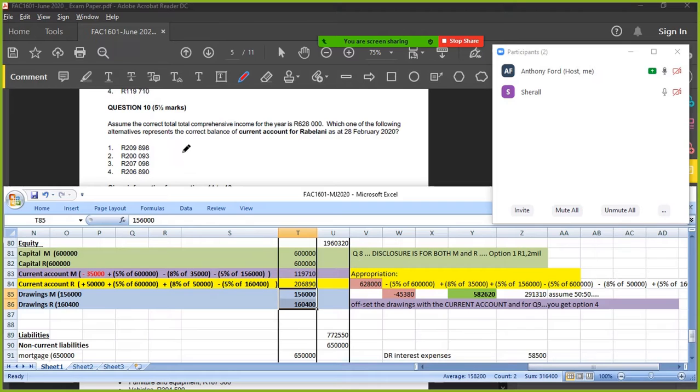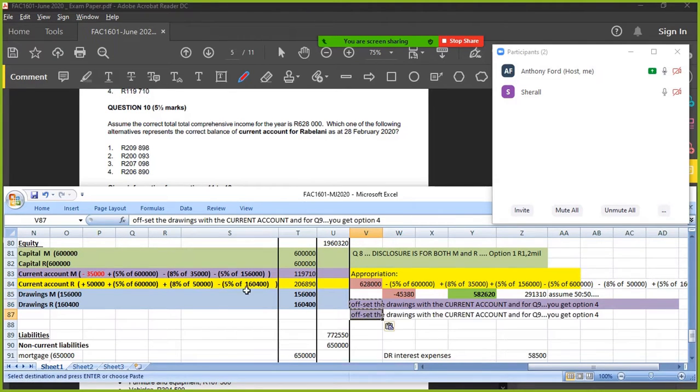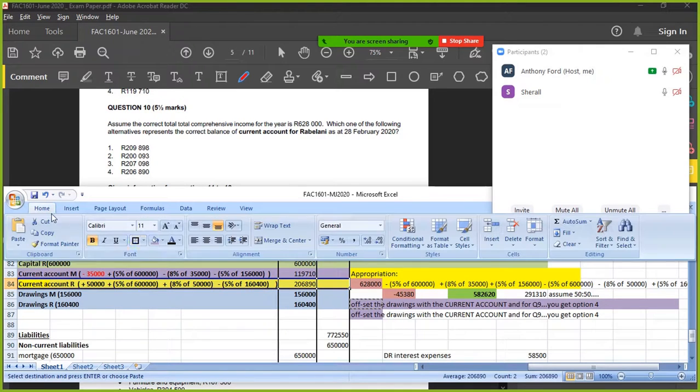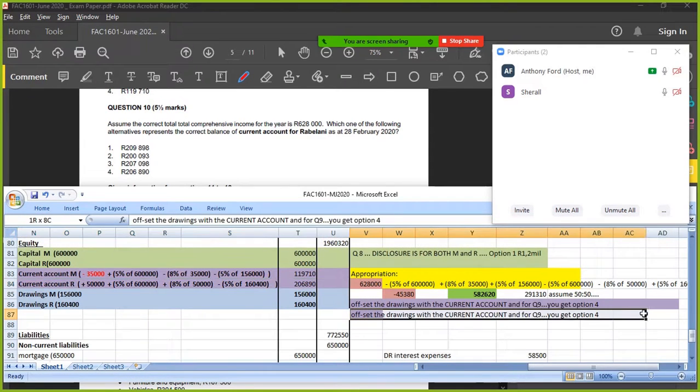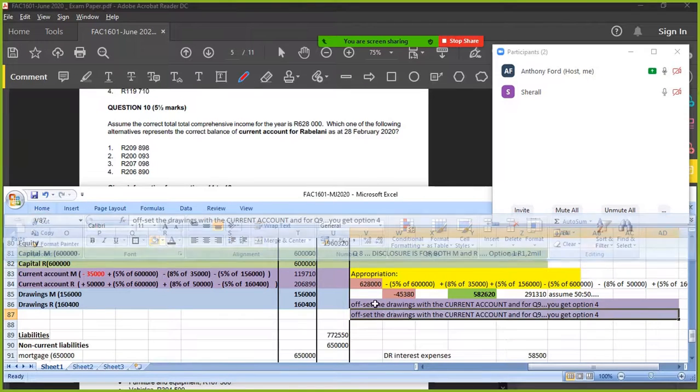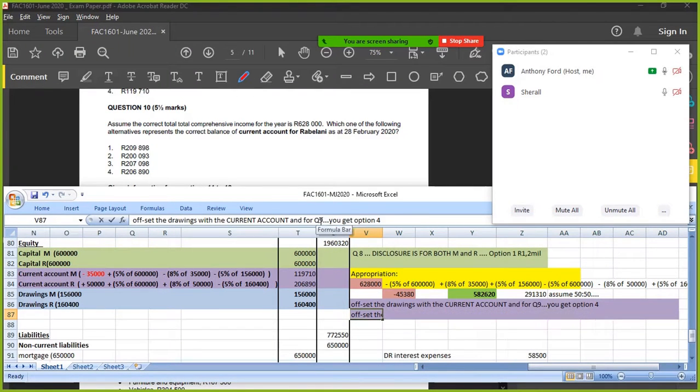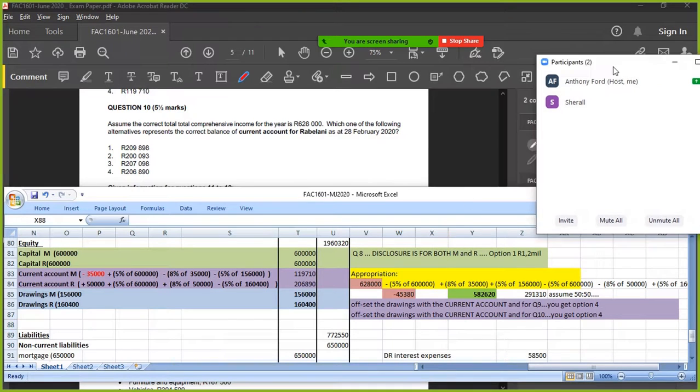Number 10. Assume the correct total for the total comprehensive income was that. Which one of the following alternatively represents the current account for R? There it is. 206,890, option 4 again. So this can also go in purple. That's for question 10. Perfect. Happy with that one? Yes. Great. Let's save that.